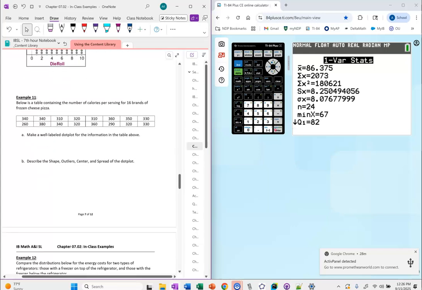Continuing on going, dot plot. I don't want to draw it, right? We talked about how to do this. Is everybody okay on the SOX description? Shape, center, outlier, spread.